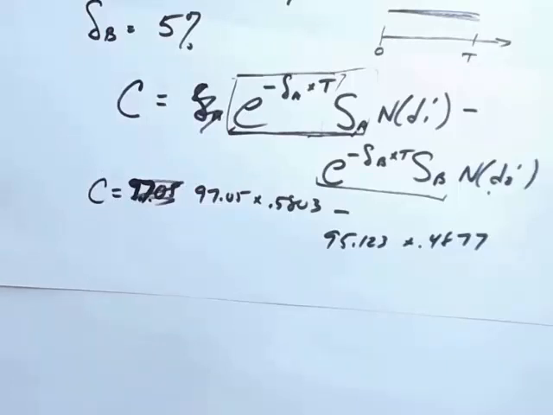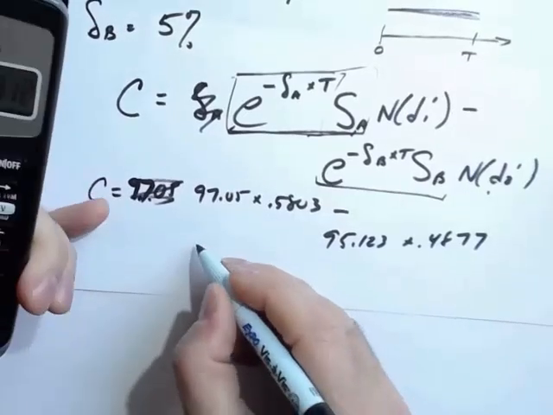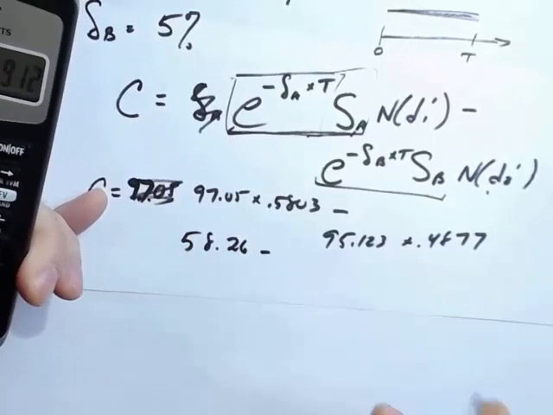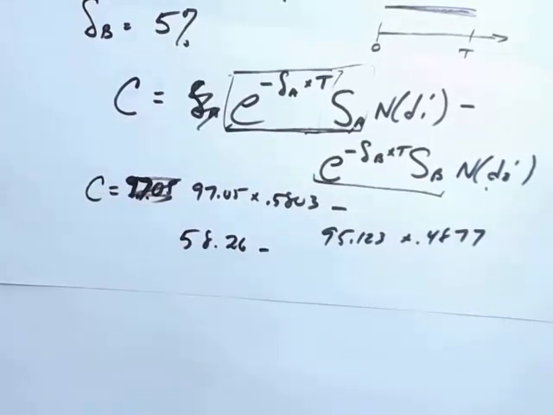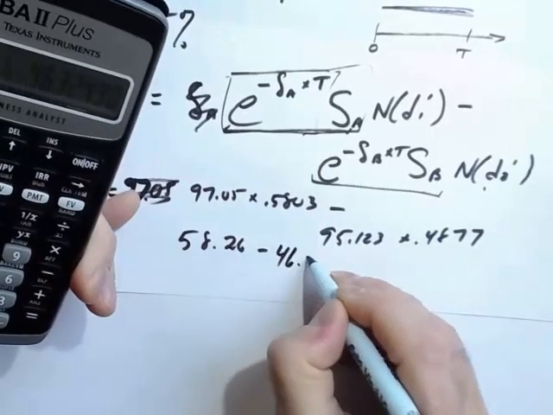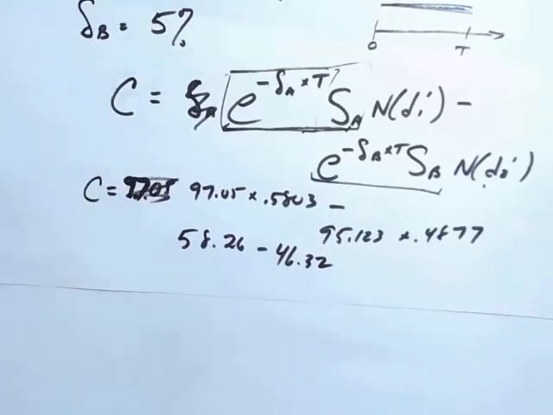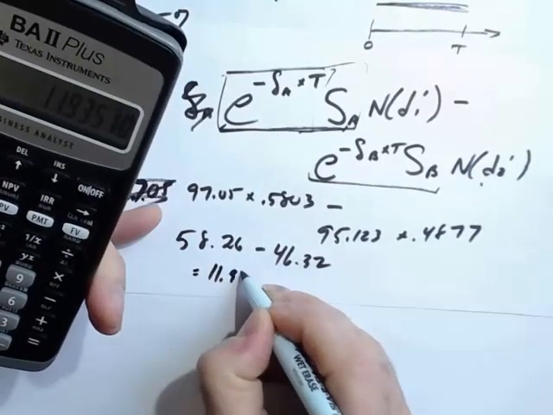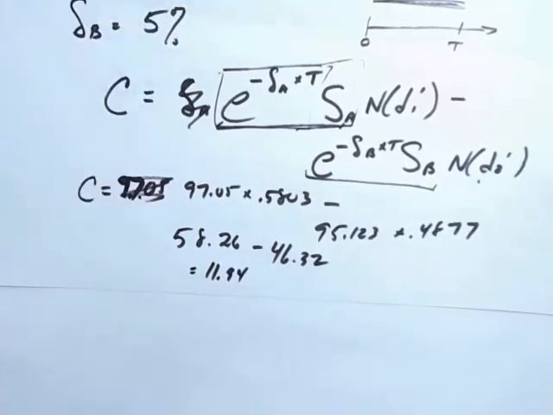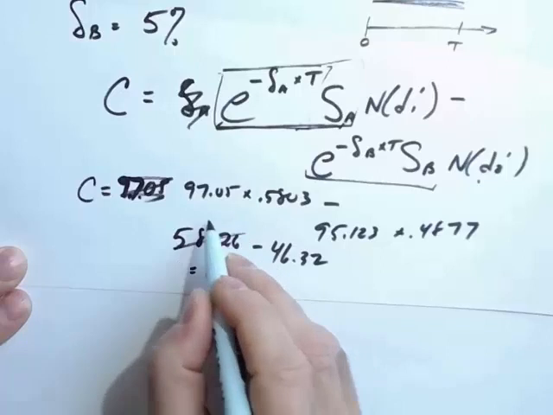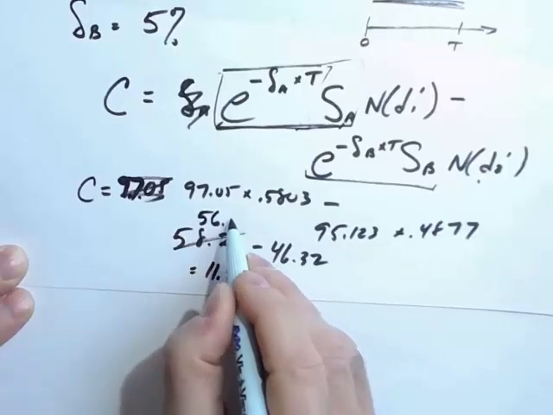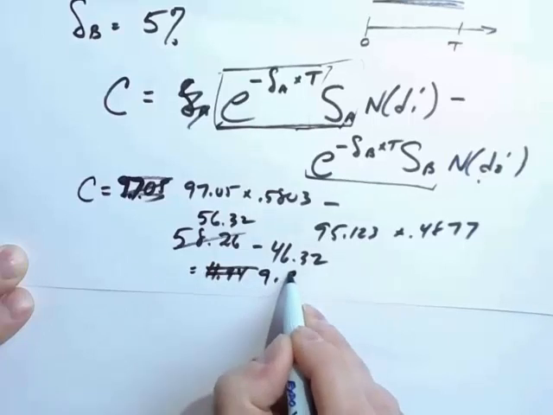0.5803 times 97.05, we get 56.32 minus 0.4877 times 95.123, 46.32. Oops, and I just caught myself. That's 56.32, and this comes out to be $9.92.